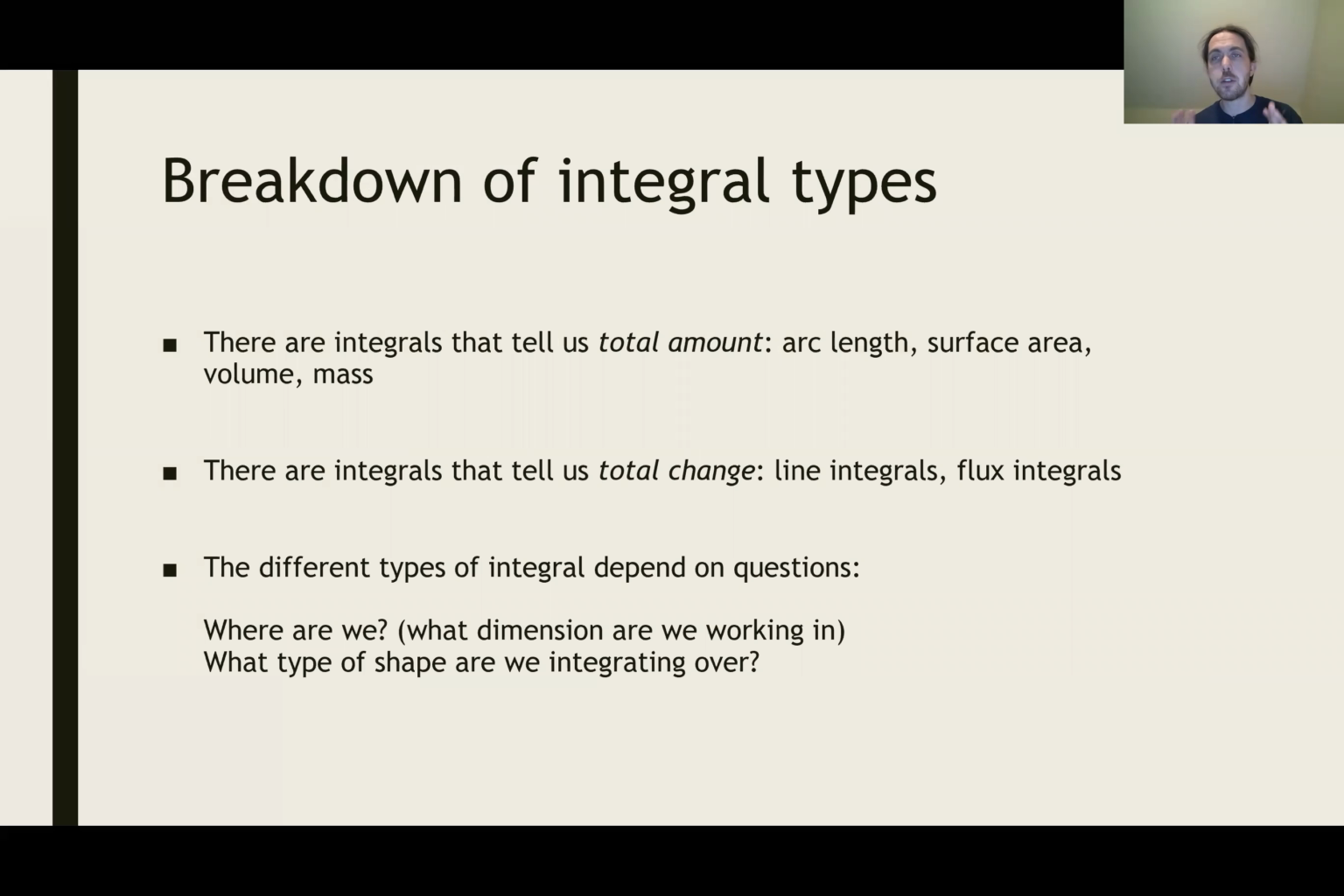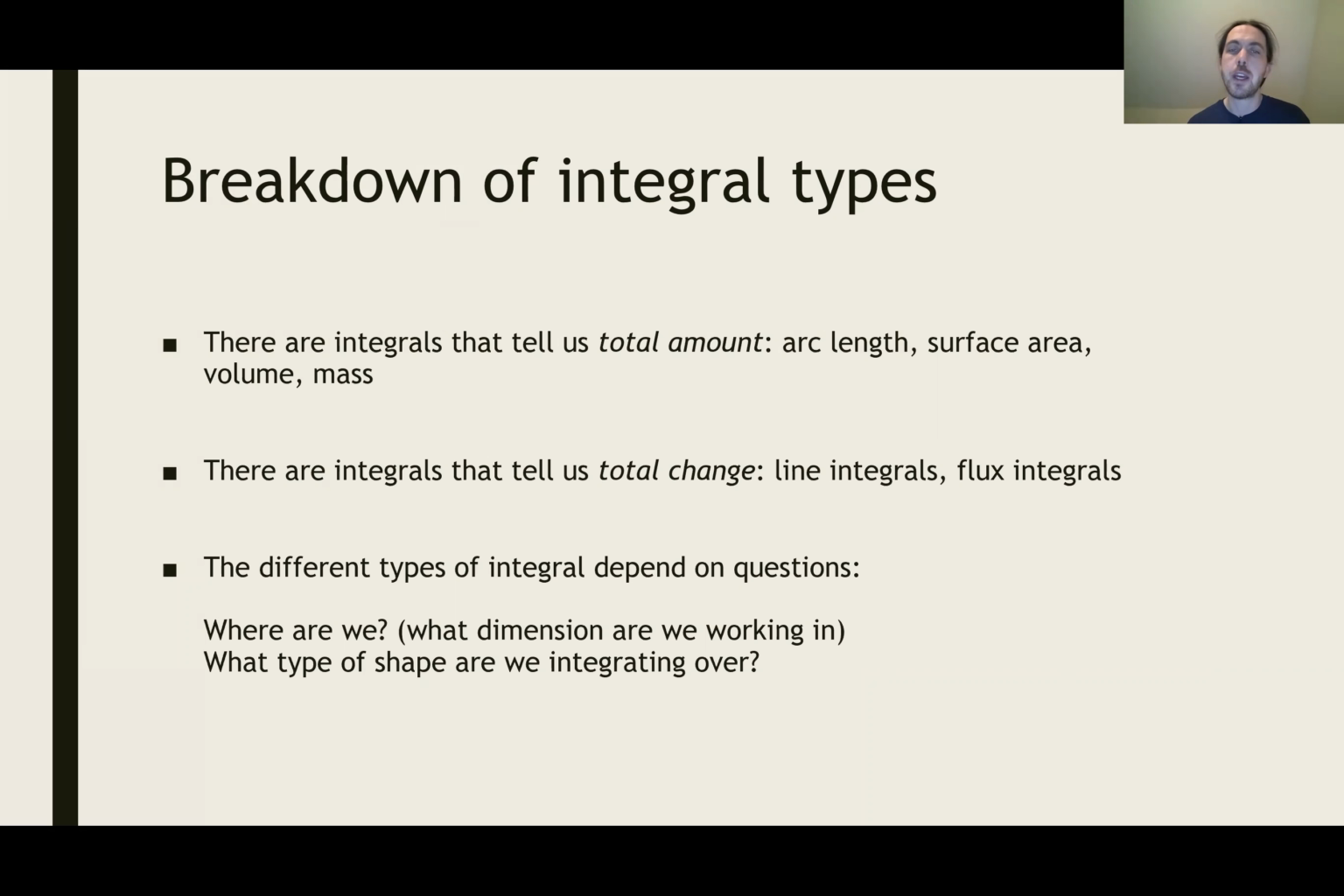So we've got two basic types of integrals in this class. We've got ones that tell us the total amount, like calculations for arc length, surface area, volume, and mass. And we've got integrals that tell us about total change, things like line integrals and flux integrals. If you like to be informal, the first type of integral is the kind of unpleasant one where we're always taking absolute values of things or lengths of things and stuff like that. The second kind is a little bit more palatable, and there's lots of tools for manipulating it and changing them to different types of integrals.